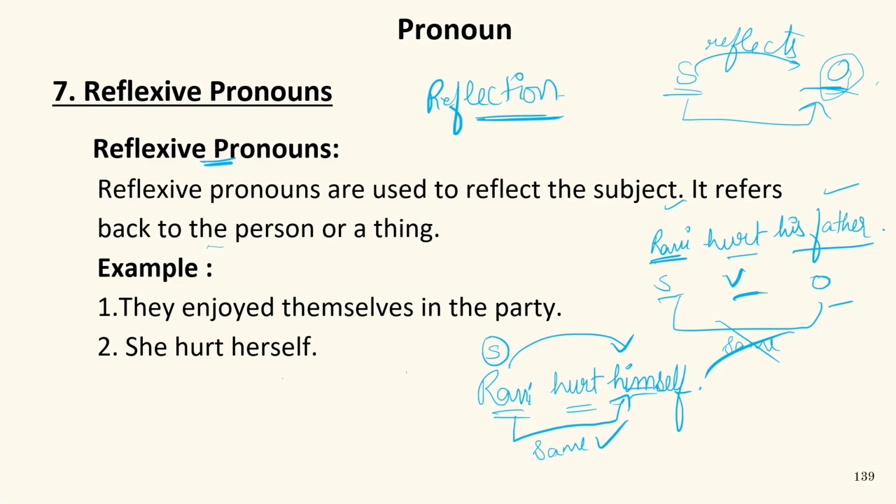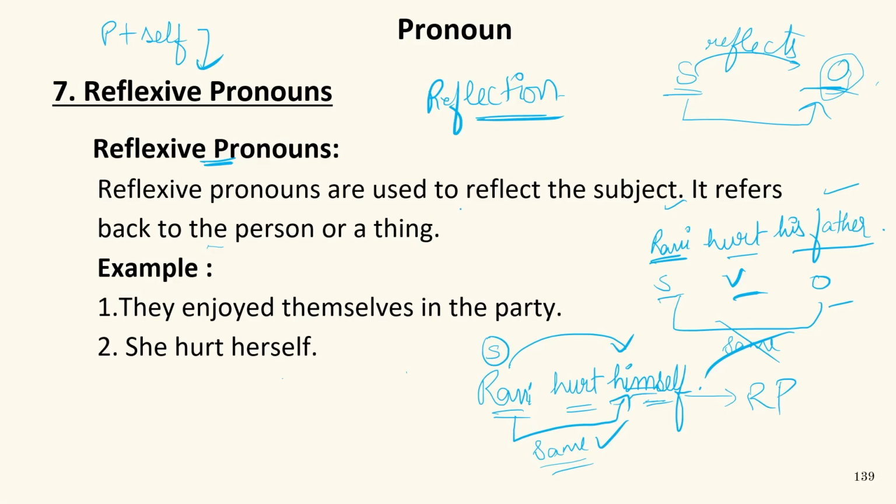So I cannot write Ravi hurt him, because him can indicate other persons as well. It means him can be someone else. But if I write himself, it shows that these two persons are the same, and Ravi is hurting himself only. So this himself is called a reflexive pronoun. Whenever we add the word self with the pronoun, it becomes a reflexive pronoun. So when the subject reflects itself in place of an object, it is called a reflexive pronoun.